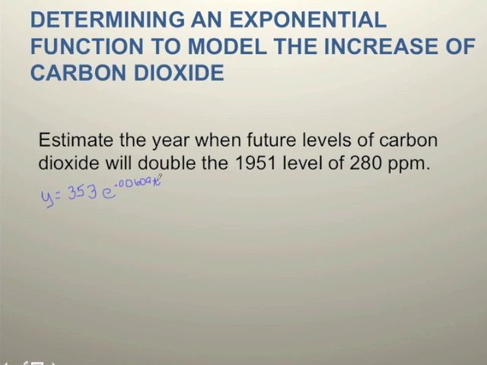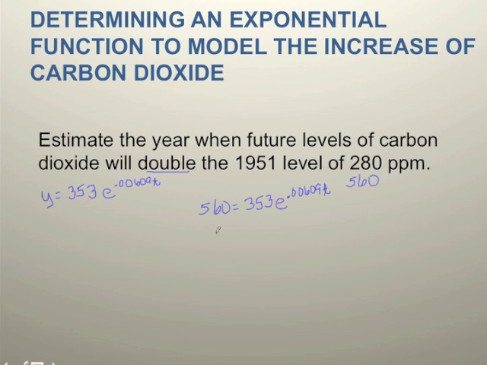We want to estimate the year when future levels of carbon dioxide will double the 1951 level of 280 parts per million. So that would be 560 parts per million. That's what we're aiming for. So 560 equals 353 times e to the 0.00609 t, and we're solving for t.